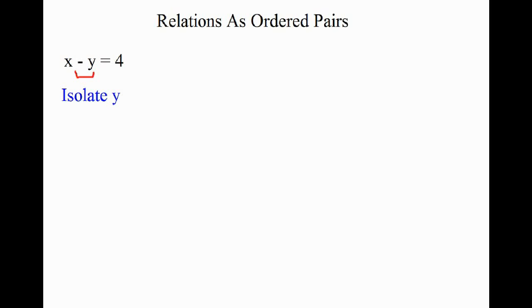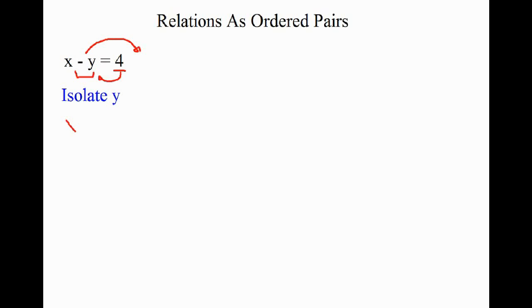So in getting y by itself, it really doesn't matter which side of the equal sign y is on. Since I have this minus y here, I'm going to want to bring that over to the right-hand side. That'll make it positive y, or plus y, which means I'll have to bring this 4 over to the left side of the equation, which means it'll become minus 4.